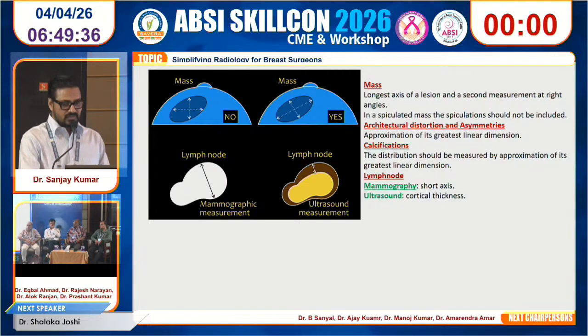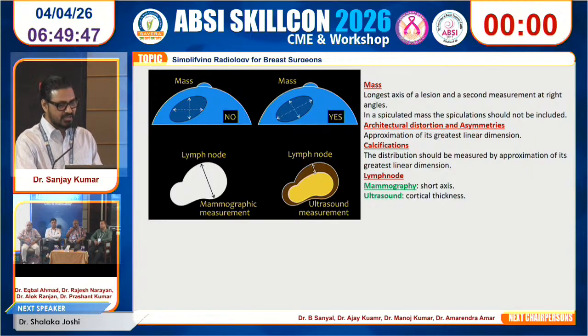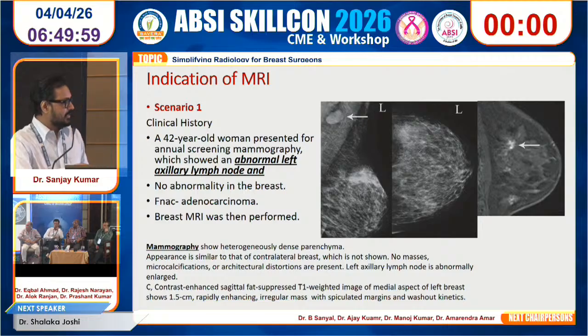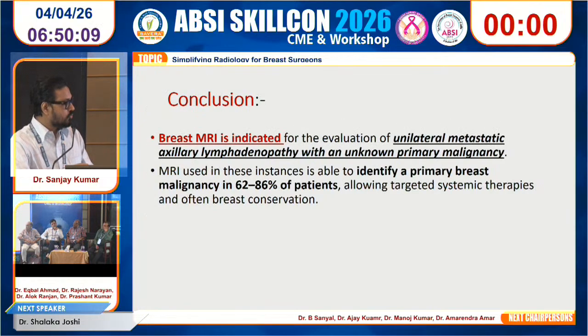So now the sizing of the mass. The correct measurement of sizing is the first thing you have to measure, and for the lymph node, the short axis diameter. So I'm taking a few minutes more. Indication of MRI, I have a few cases scenario-wise. Look at the images here, and there is no abnormality, only a lymph node on the mammogram, but after MRI detection, there is some lesion on the MRI. So what is the conclusion?